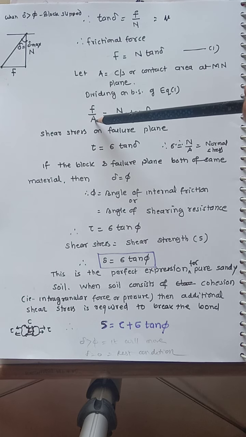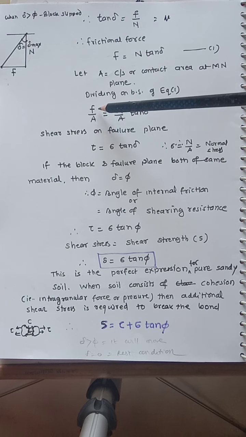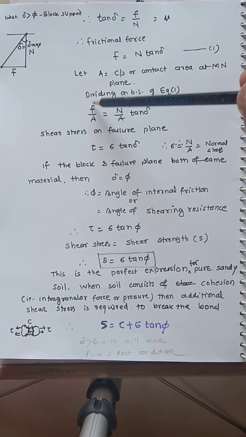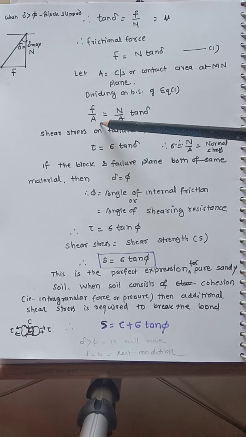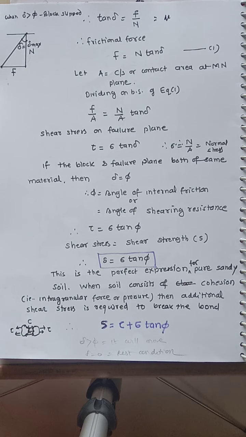Shear stress is force upon area, where the area is in the direction of the force. So this relationship of forces can be expressed as stresses: tau is equal to sigma tan delta.